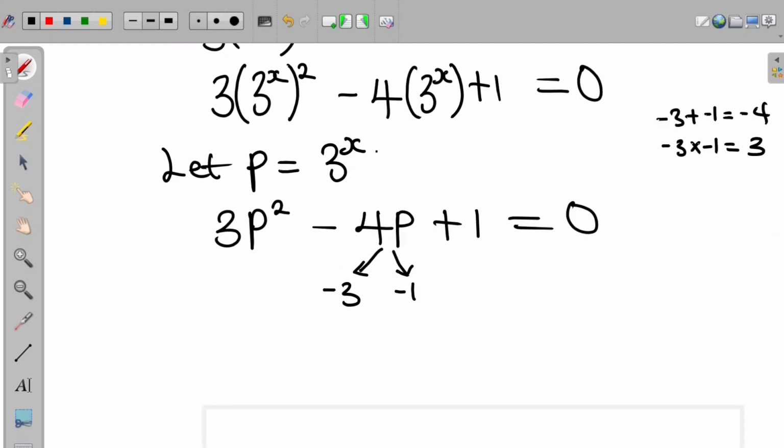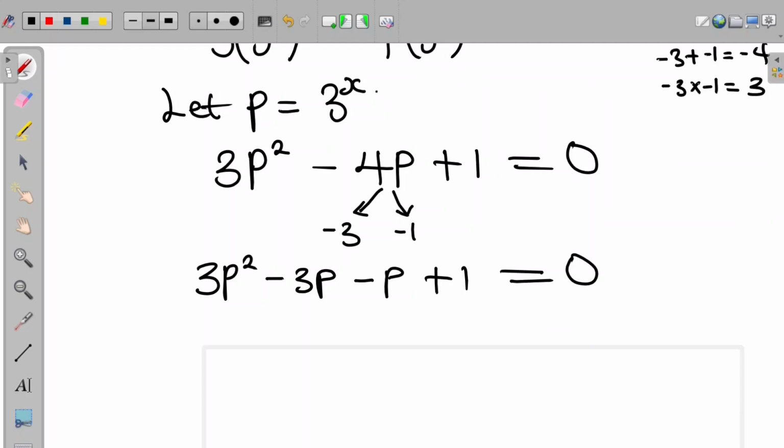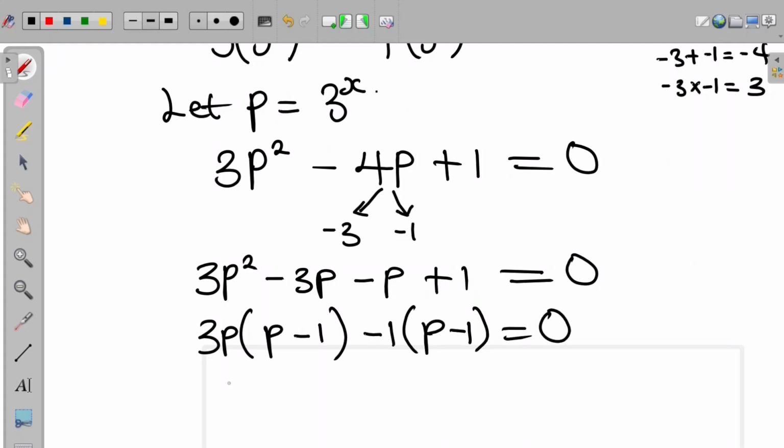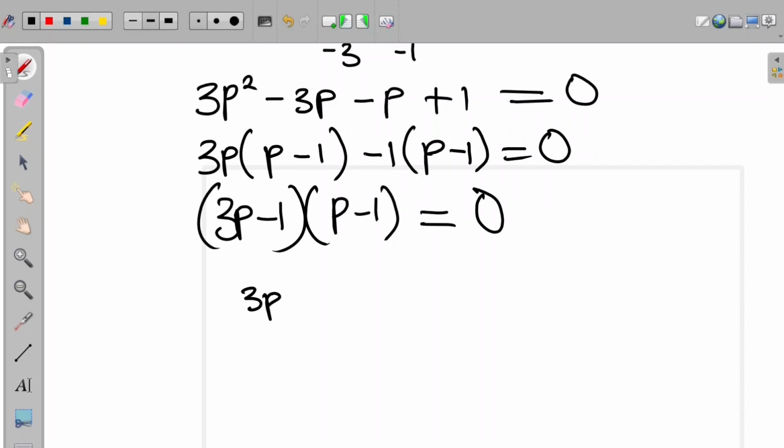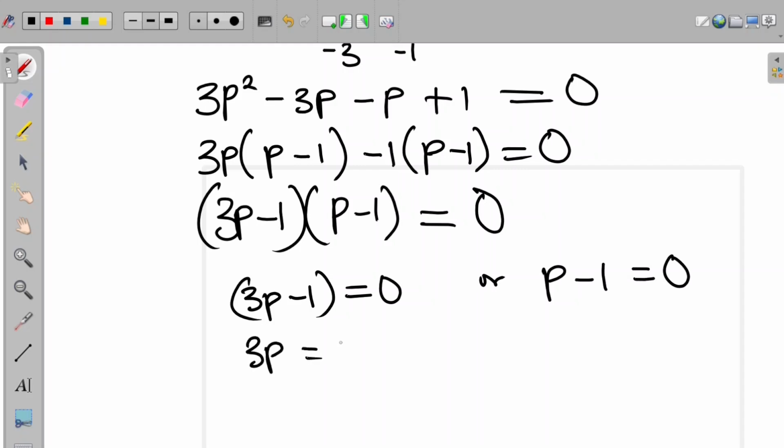So therefore, we have it that this becomes 3 multiplied by p squared minus 3p minus p plus 1 is equal to 0. So at this point, we can group terms. So this becomes 3p, open a bracket, p minus 1, minus 1, open a bracket, p minus 1 equal to 0. So we have it that 3p minus 1 multiplied by p minus 1, everything is equal to 0. So therefore, 3p minus 1 is equal to 0, or p minus 1 is equal to 0. So at this point, we have 3p is equal to 1, so p is equal to 1 divided by 3. Also, we have here that p is equal to 1.